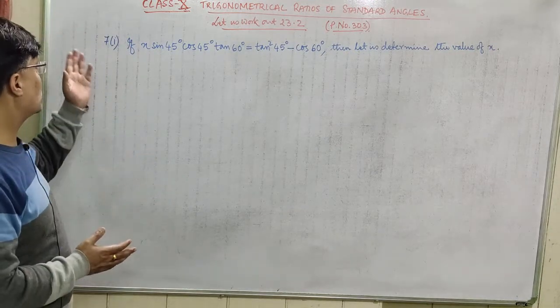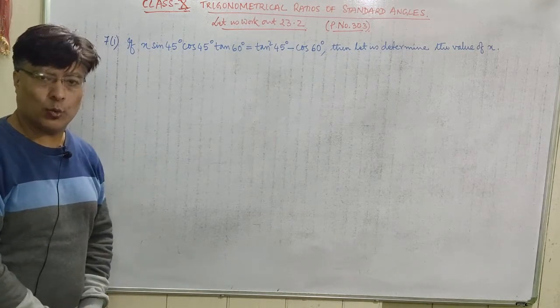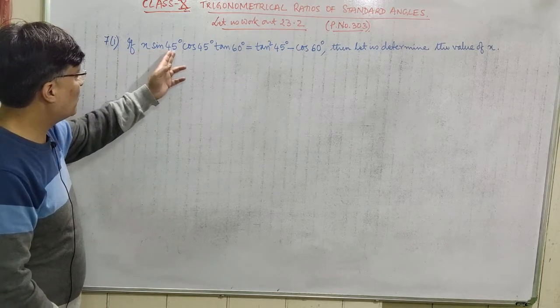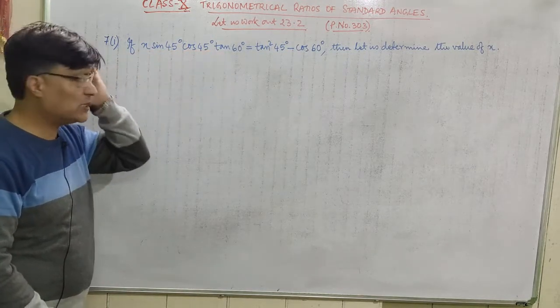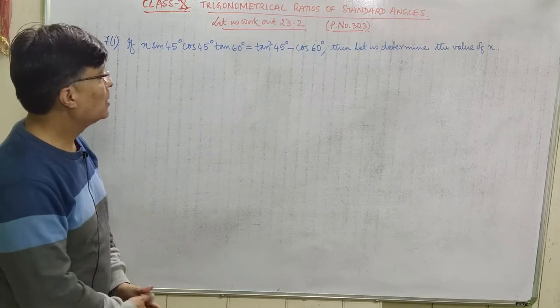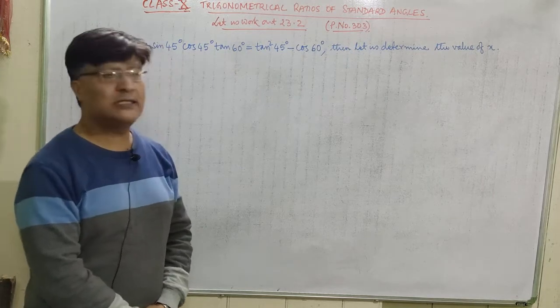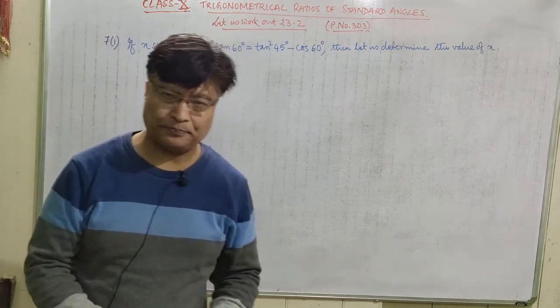So now let's do this question number 7, number 1. The question is, if x sine 45 degree cos 45 degree tan 60 degree is equal to tan square 45 degree minus cos 60 degree, then let us determine the value of x.